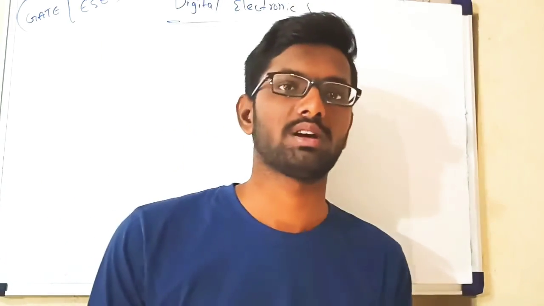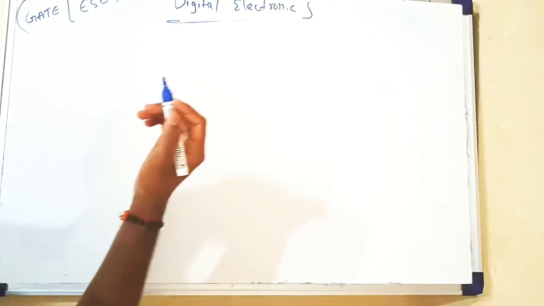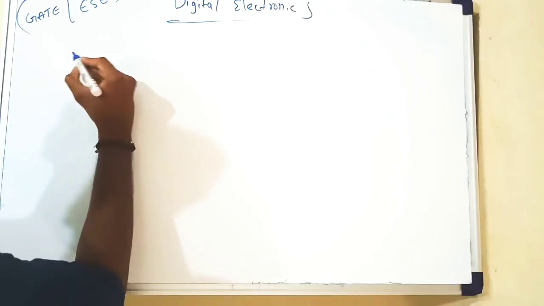In the previous class, we have seen the self-complementing code and the remaining types of codes. Now we will see the Boolean algebra. Before going to Boolean algebra, we will see how we are calling the code as self-complementing code.